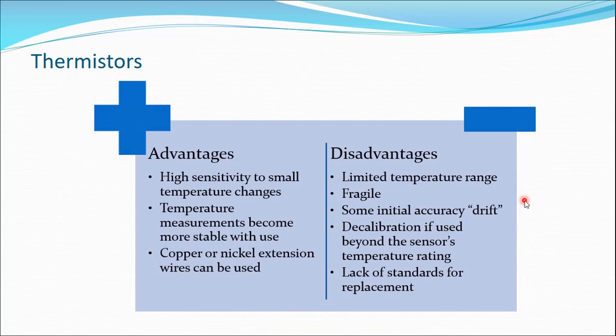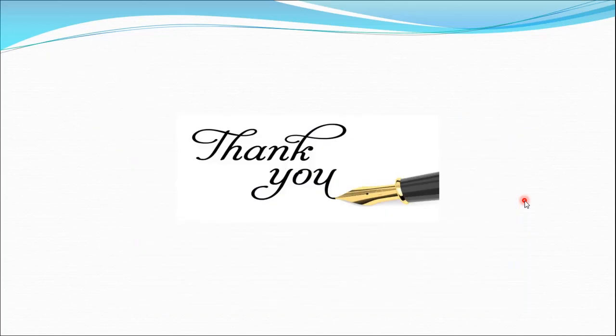Let's take a look at certain advantages. It's highly sensitive to small temperature changes. Temperature measurements become more stable with use. Copper or nickel extension wires can also be used. And the disadvantages are they have a limited temperature range, are fragile, show some initial accuracy drift, decalibration if used beyond the sensor's temperature rating, and there is a lack of standards for replacement.